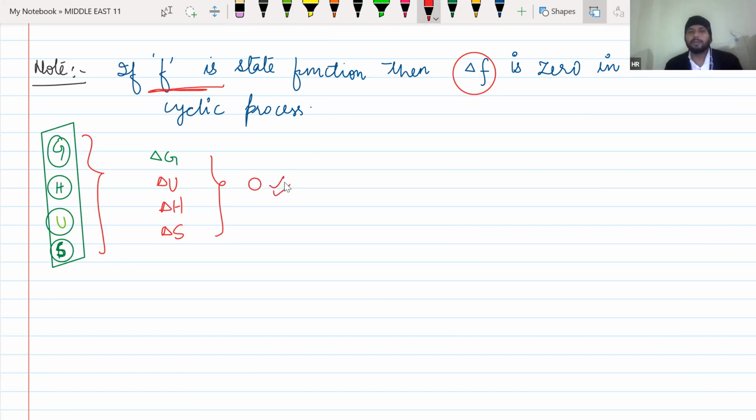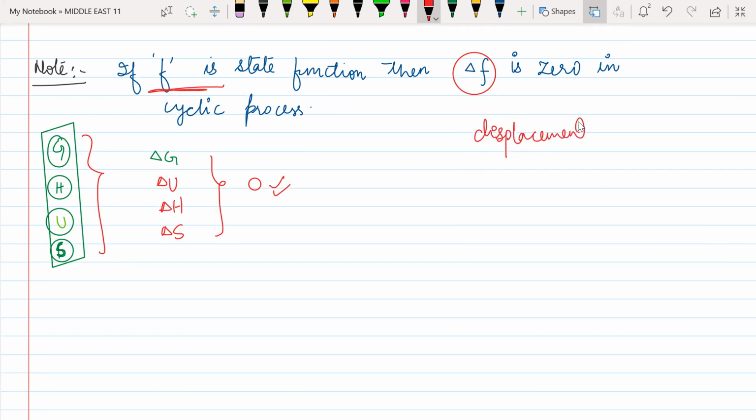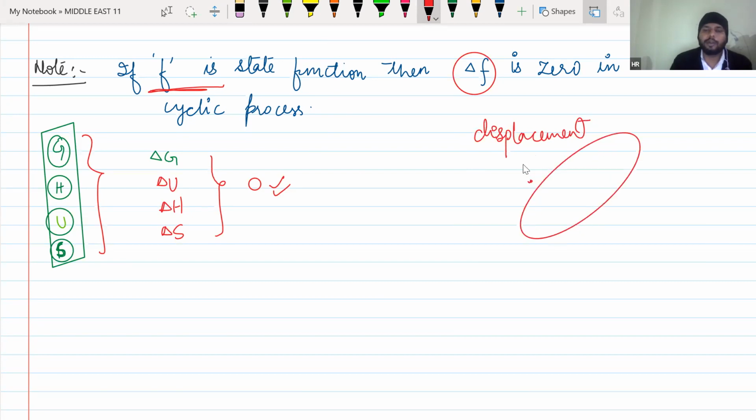It will be zero because it doesn't depend upon path. It will depend upon initial and final state. And if initial and final state are same, the change will be zero, like displacement. You know what displacement is? If you go out from home, roam here and there and come back home, your displacement will be zero. Just like that, the change in a state function, for example Gibbs free energy, enthalpy, internal energy, entropy, is zero.